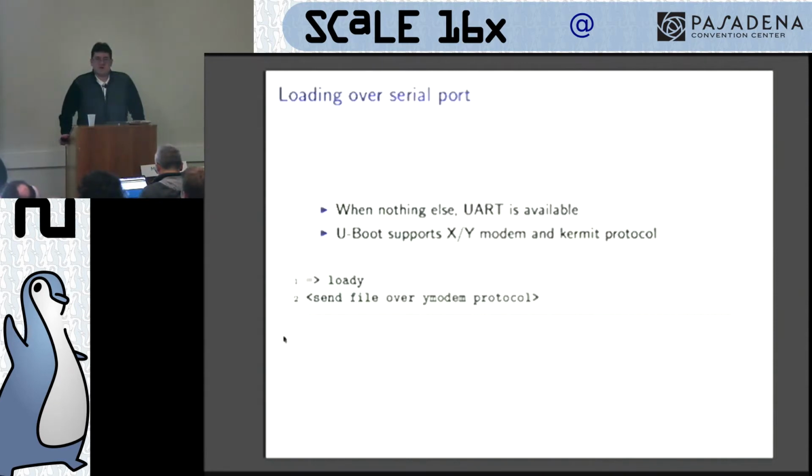Now, if everything else fails and you just have no way to get files into U-Boot, you can still use loady, which allows you to load files over serial line. So the way this works is U-Boot supports multiple of these protocols, actually. We support X-modem, Y-modem, and Kermit. And in this example, I'm using the Y-modem. So you just do like loady. You can specify also an address here to which you want to load the stuff.